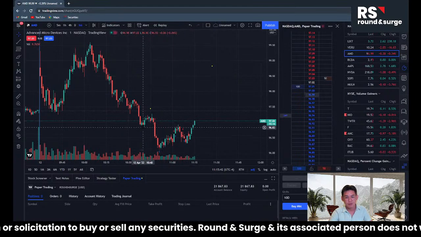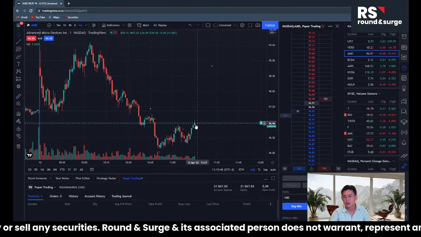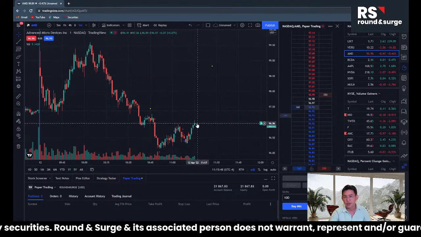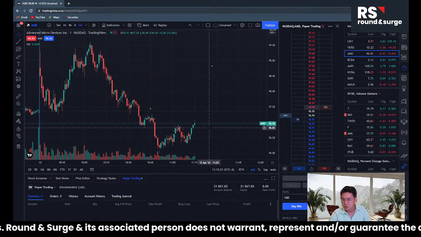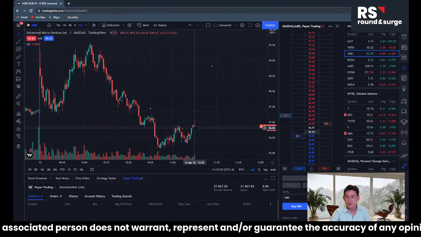AMD is moving back up, so yep, a reversal is here. Right now the price is up, we don't follow right now. Wait for it to have a retrace first and then we watch. Okay, the price is at the high side.